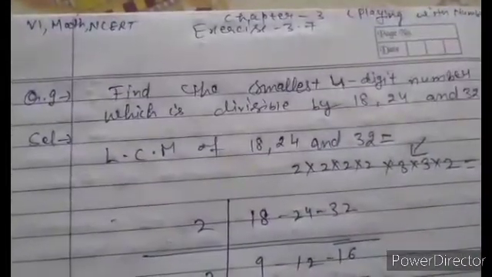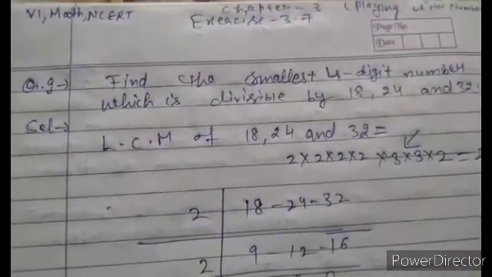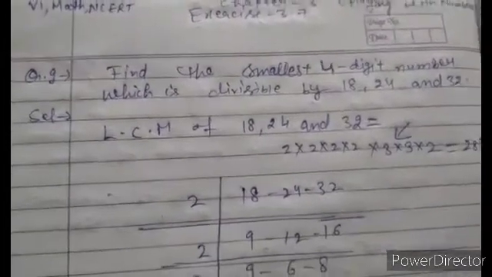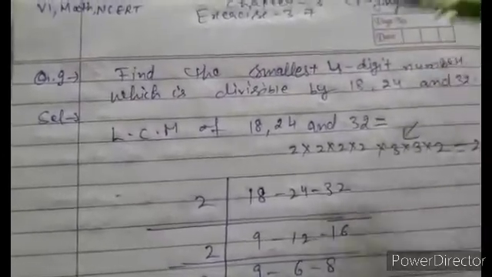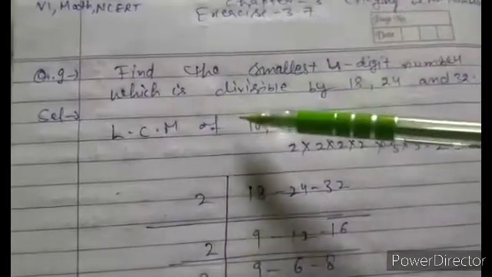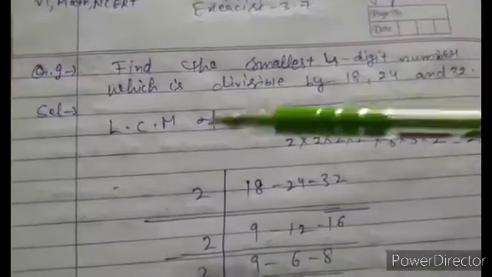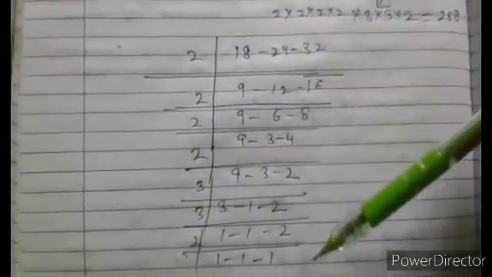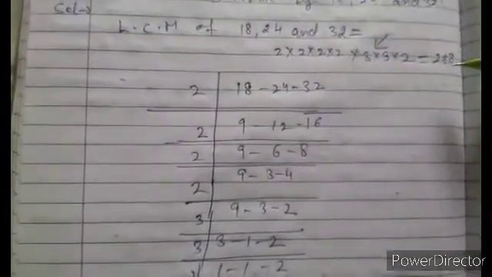NCERT 6th class math, chapter 3, exercise 3.7, question number 9. Find the smallest 4-digit number which is divisible by 18, 24 and 32. So if we have to find the smallest number which is divisible by these 3 numbers together, we find the LCM. The LCM of 18, 24, 32, we can show after taking out the LCM. You can take it out likewise. So you can write the factors here. So the LCM will be 288.